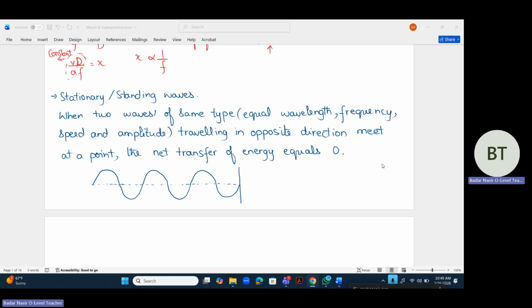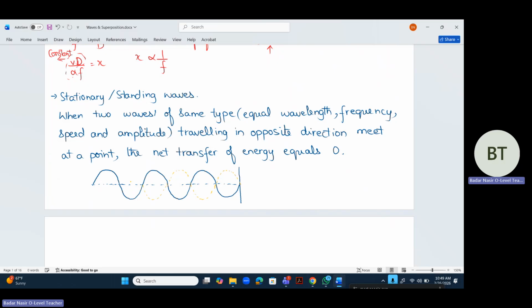हाँ, 20th मार्च को. अच्छा ये देखो, अब स्टेशनरी वेव्स है कि we have two waves of the same type, which means they have equal wavelength, frequency, speed and amplitude, and they travel in an opposite direction and they meet at a point. तो एक ये वेव है, एक हमारे पास ये वेव है.